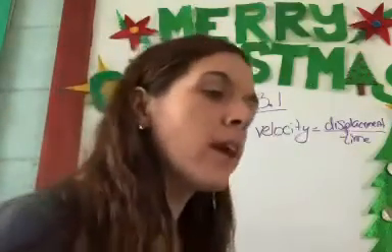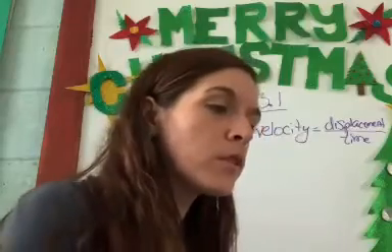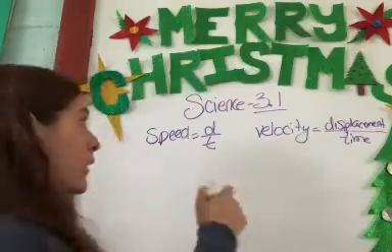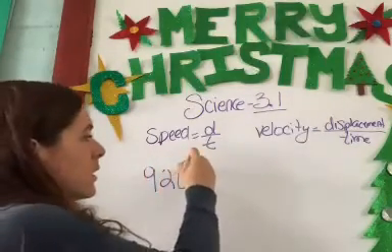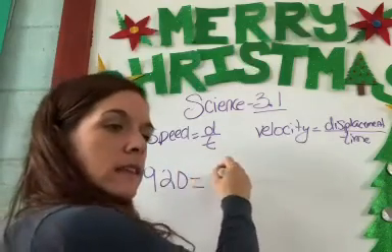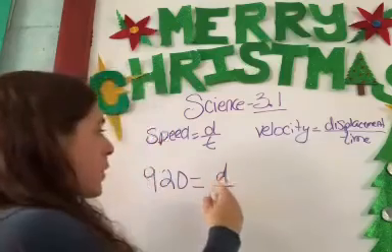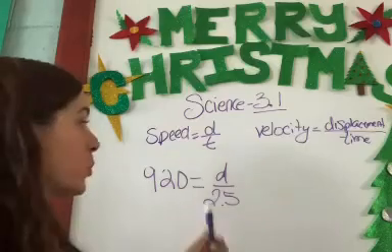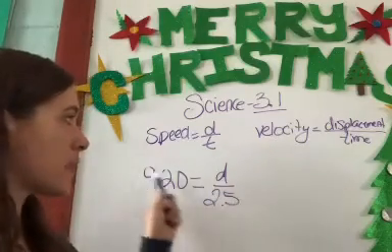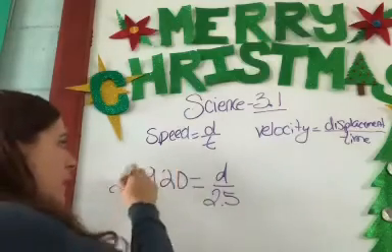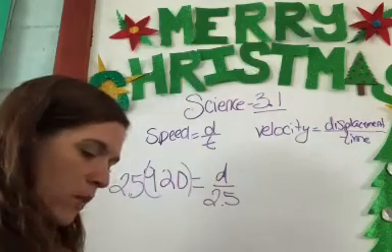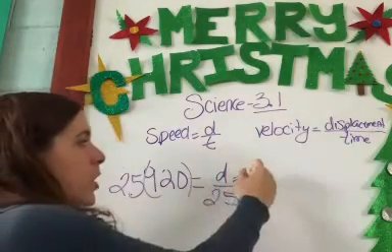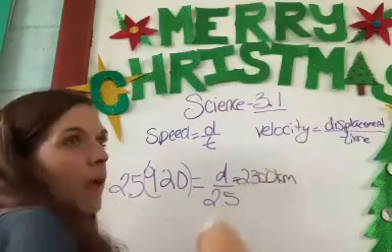Look at number 2. If an airliner travels 920 kilometers per hour for 2.5 hours, what is the distance traveled? Now you have the speed, but you're looking for the distance. You have the time, which is 2.5 hours. So you're just going to solve for D. How are you going to do that? Well, 2.5 is dividing from the D, so the opposite of that is multiplying. You're going to multiply 920 times 2.5. So your answer is 2,300 kilometers, because that's the unit that we started with.